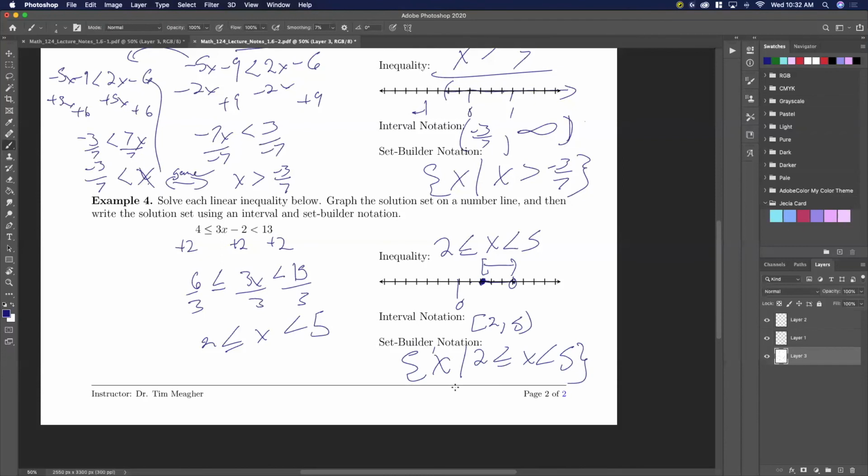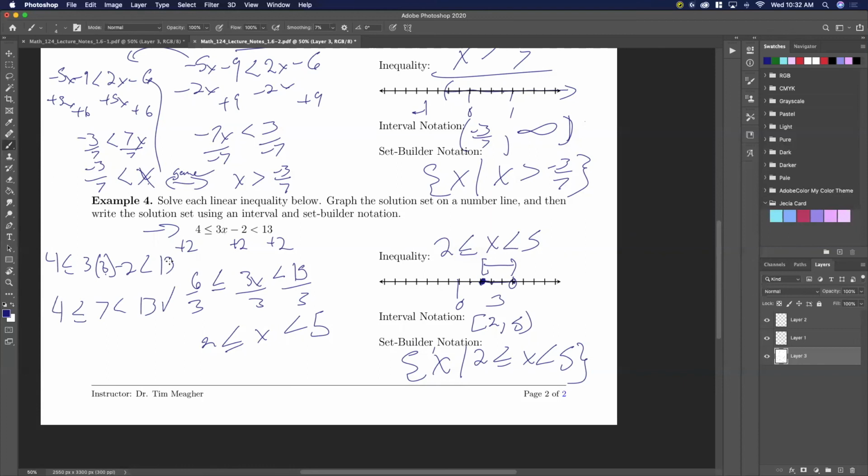Okay. Now we're going to test one point real quick. So the point we'll test is 3. So let's plug in 3 into the original. So we have 4 less than or equal to 3 times 3 minus 2, which is less than 13. So here I'll have 4 less than or equal to 9 minus 2, so that'd be 7, which is less than 13. So that works out.